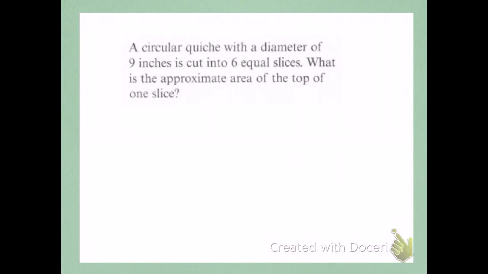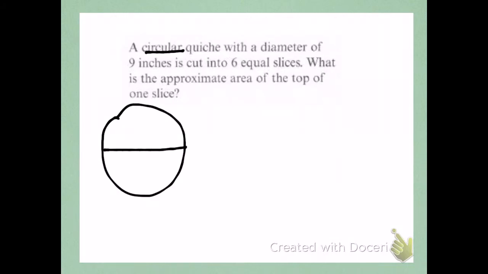On this one, a circular quiche with a diameter of 9 inches is cut into 6 equal slices. Circle is your key word. Quiche is an egg pie. So we got a circle. We know our diameter is 9 inches. And we know that it's been cut into 6 equal slices. So we're going to slice it like we would a pie. It wants to know the approximate area of one slice. So we want to know the area here of one slice.